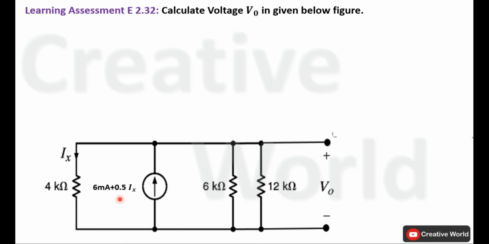At this stage, these two resistances are connected in parallel, so we can find their equivalent resistance by using the formula for two parallel connected resistances, that is the product of both resistances divided by the sum of both resistances. In this case, R1 is 6 kilo ohm and R2 is 12 kilo ohm, so their product will be divided by their sum. The value of R equivalent will be 4 kilo ohm. Now we can replace these two resistances with a single resistance that has the value of 4 kilo ohm.